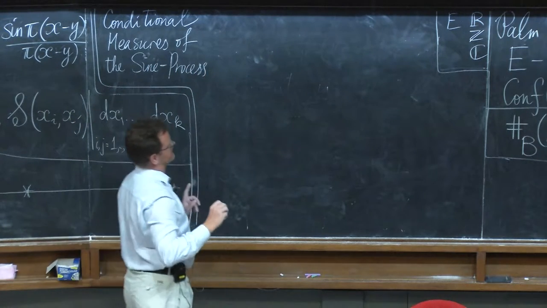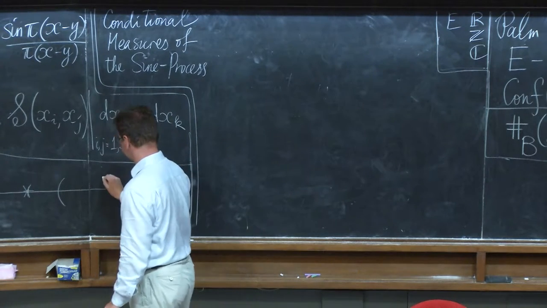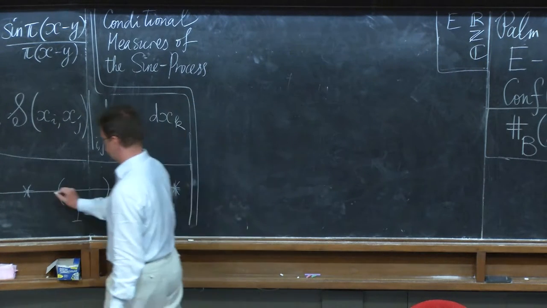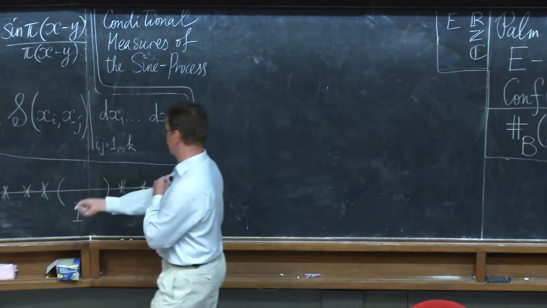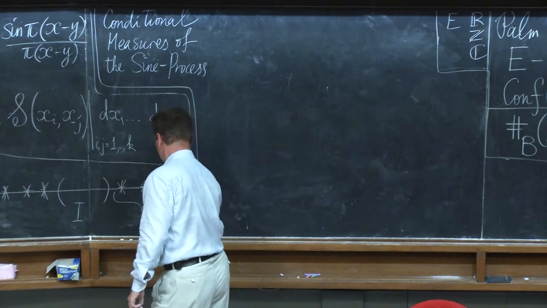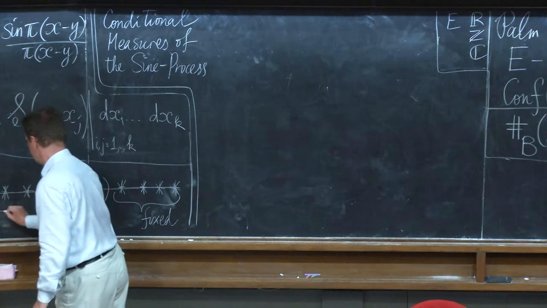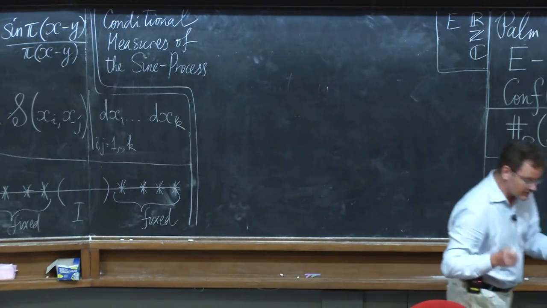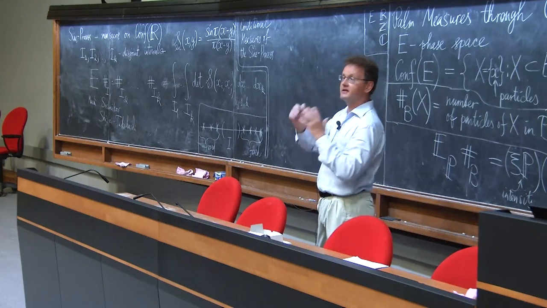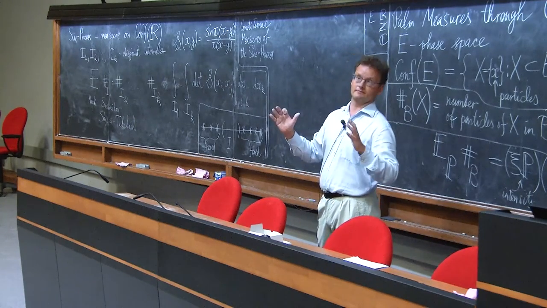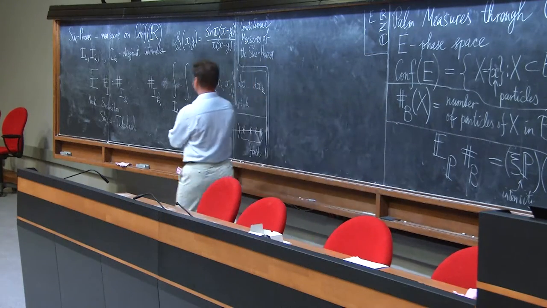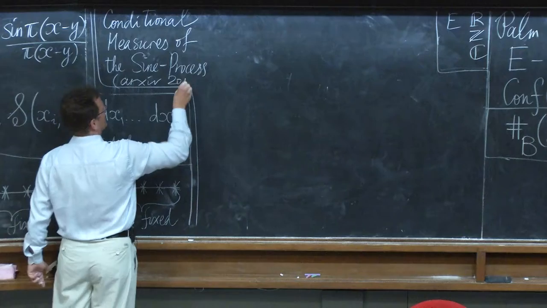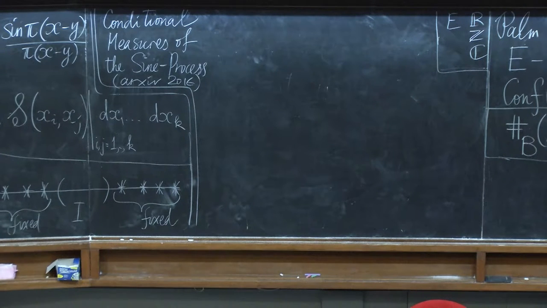So, what conditional measures do we consider? Again, we take an interval I, and we fix our configuration in the exterior of the interval. So this is fixed. And then we're interested in the distribution of particles in this bounded interval I. And this is the result that I will now formulate. It's on the arXiv in May of this year.